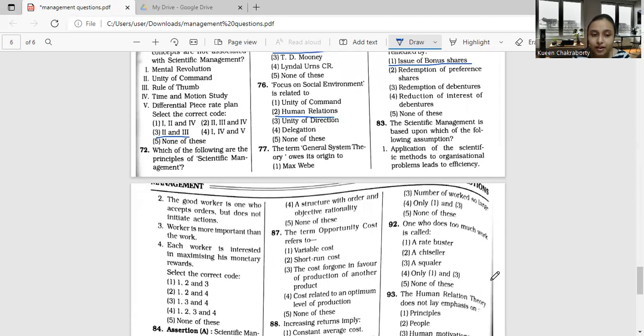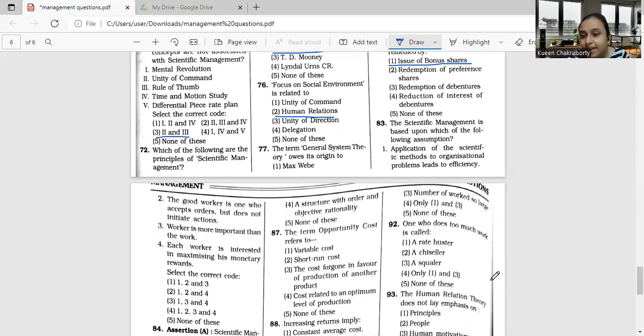Moving on to question number 83. Scientific management is based upon which of the following assumptions? One, application of the scientific methods to organizational problems leads to efficiency. Two, the good worker is one who accepts orders but does not initiate action. Three, the worker is more important than the work. Four, each worker is interested in maximizing his monetary rewards. A combination of correct codes is given, so you have to choose among them.